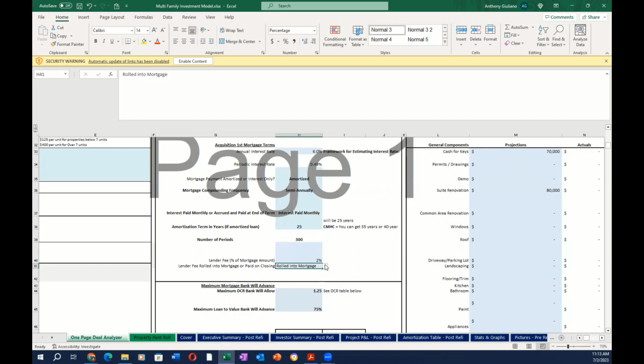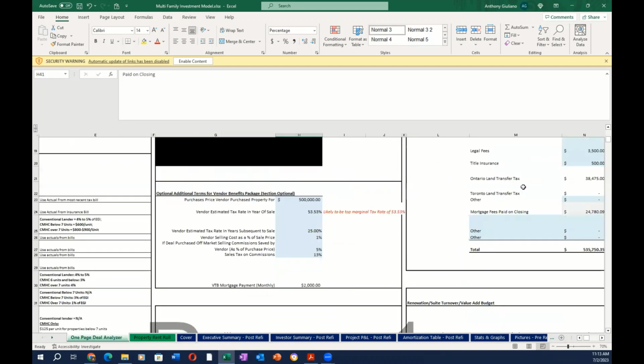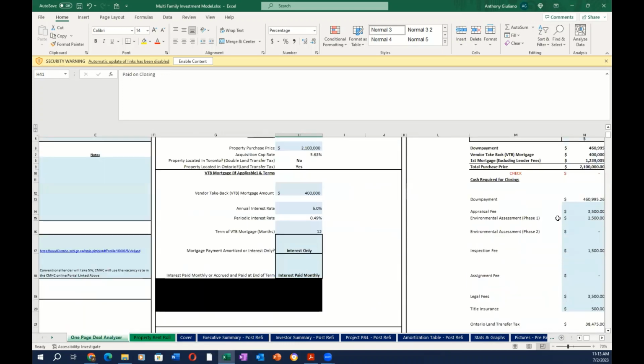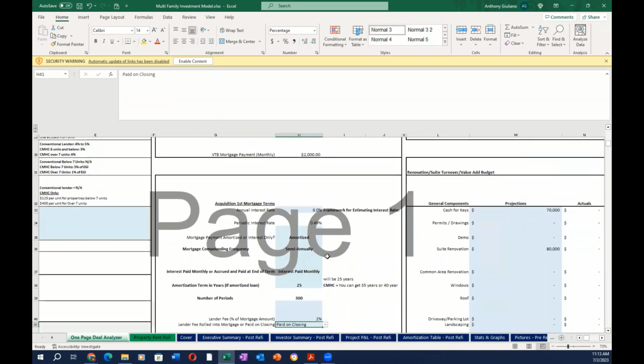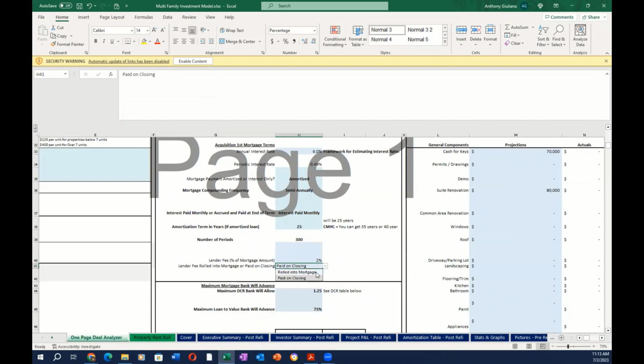In this section, I'm assuming it's going to get rolled into the mortgage, but if it's going to get paid as part of your closing on the property, you'll select paid on closing, and it'll go into your closing cost schedule up here, which I've already given you there. So I'm just going to select rolled into the mortgage for now.